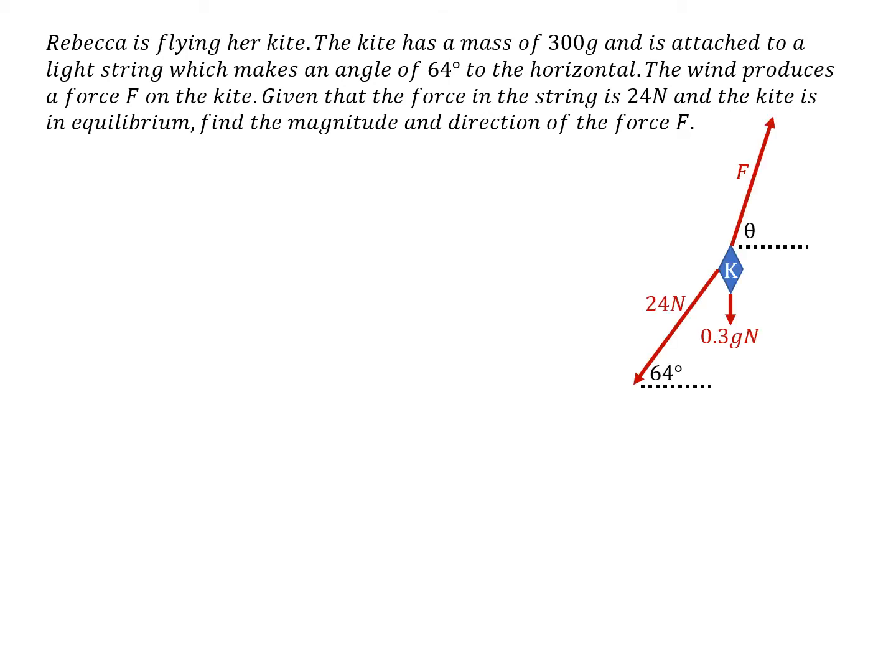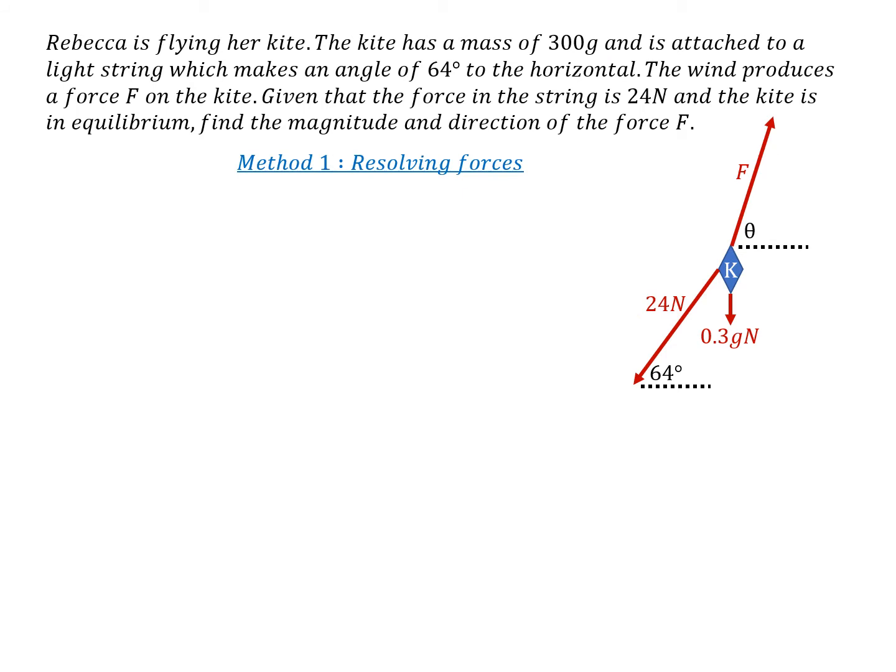So here's my diagram. I've got the 24 Newton force here at 64 degrees to the horizontal. The kite has got a mass of 300 grams, so that produces a force with gravity of 0.3 g Newtons. And then we've got the force of the wind. I'm putting that here at an angle of theta to the horizontal. So the first method I'm going to use is resolving forces.